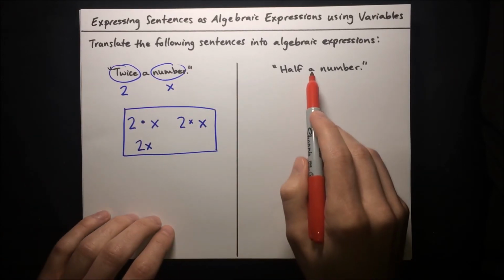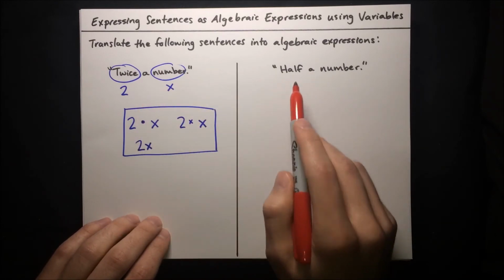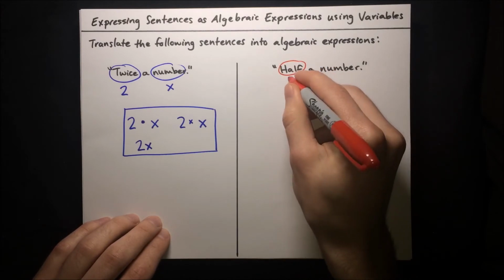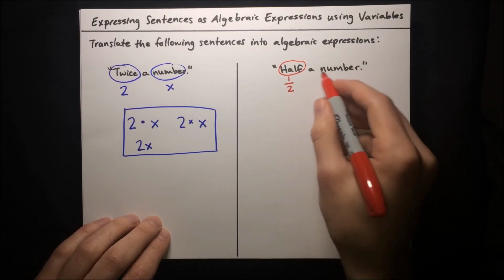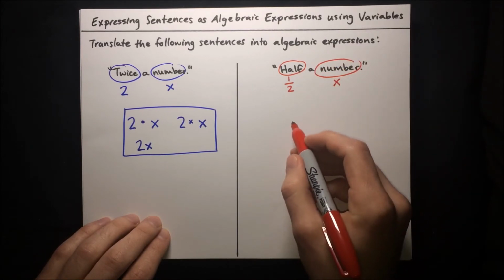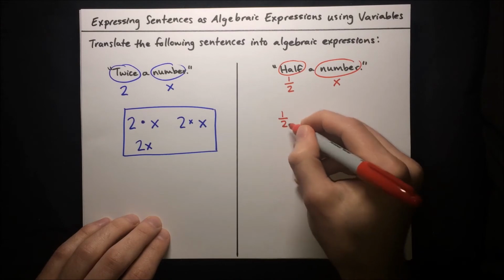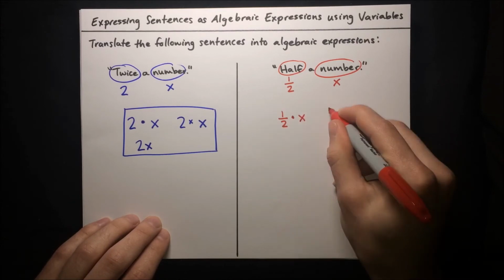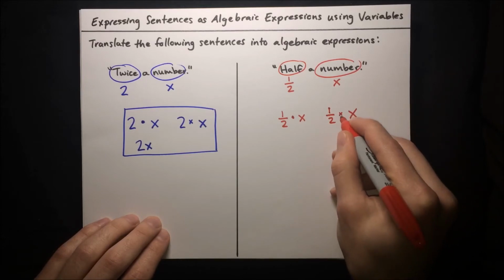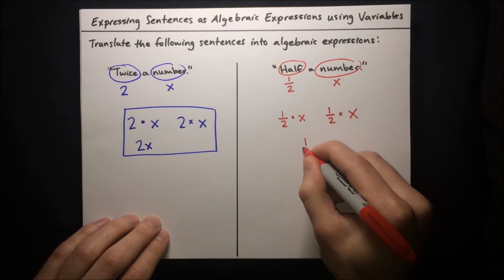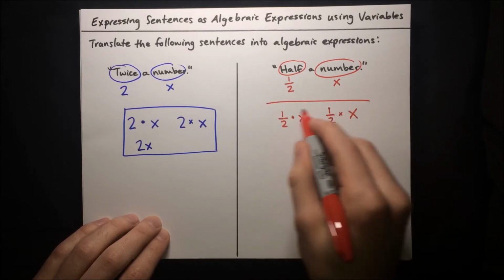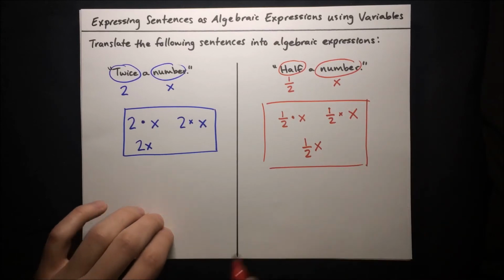With half a number, it's pretty much the same idea, except now we're dealing with a fraction. So half, the fraction half is written as 1 over 2. And a number, we can just assign that to be x again. So our result, we can write a half times x with a dot, or we can write a half times x with a multiplication symbol, or we can write just a half x as algebra shorthand for a half times x. Either of these answers will be correct.